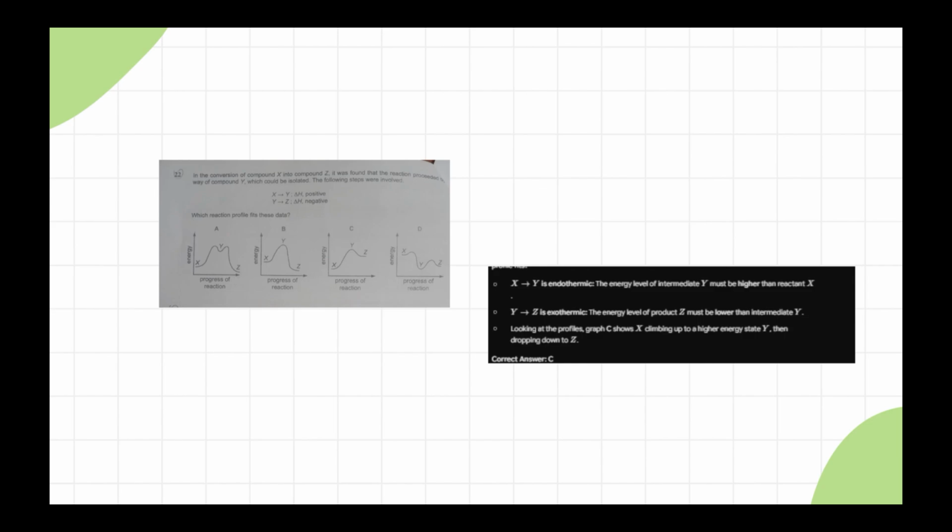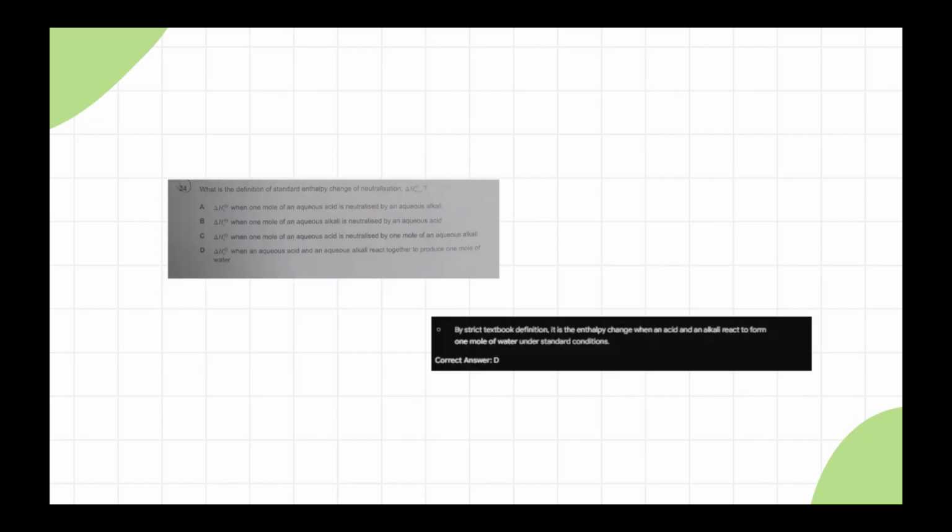X to Y is endothermic. The energy level of intermediate Y must be higher than reactant X. Y to Z is exothermic. The energy level of product Z must be lower than intermediate Y. Looking at the profiles, graph C shows X climbing up to a higher energy state, Y, then dropping down to Z. So the correct answer is C.